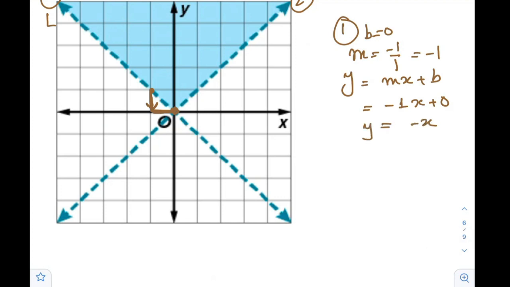Now, as you see here, the shading is above the line, so it is more than. Shall we write equal? No, because it's a dashed line. So this is inequality number 1.